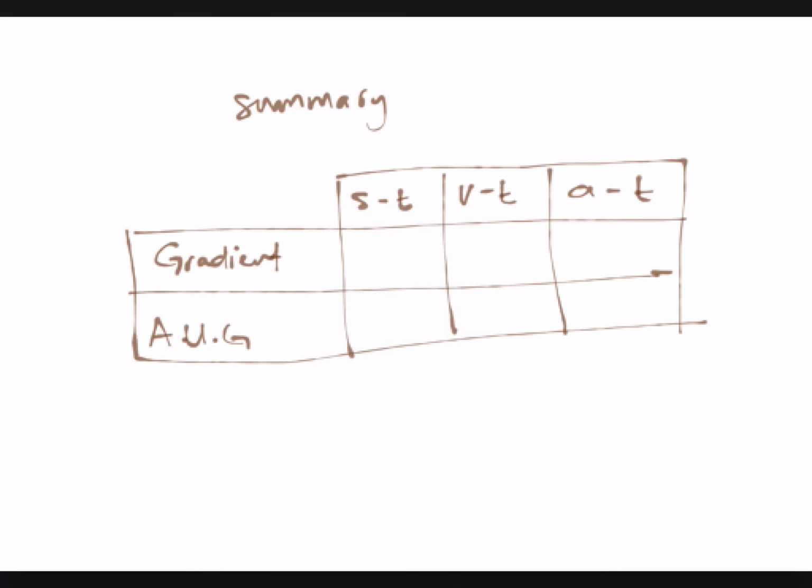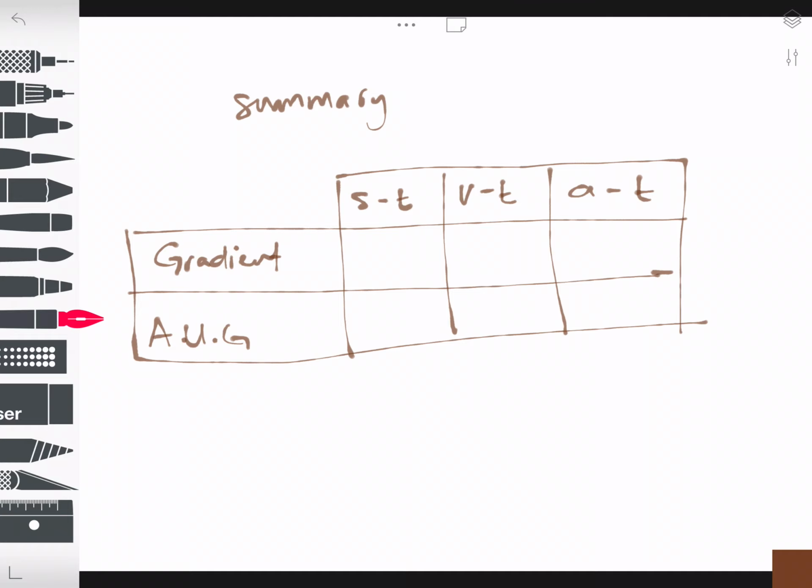So we can make a conclusion like this. The gradient for the ST graph is velocity. The gradient for the VT graph is acceleration. For the AT graph, we don't need to find it out. For the ST graph, the area under the graph does not represent anything. For the VT graph, area under the graph is displacement, and area under the graph for the AT graph is velocity.